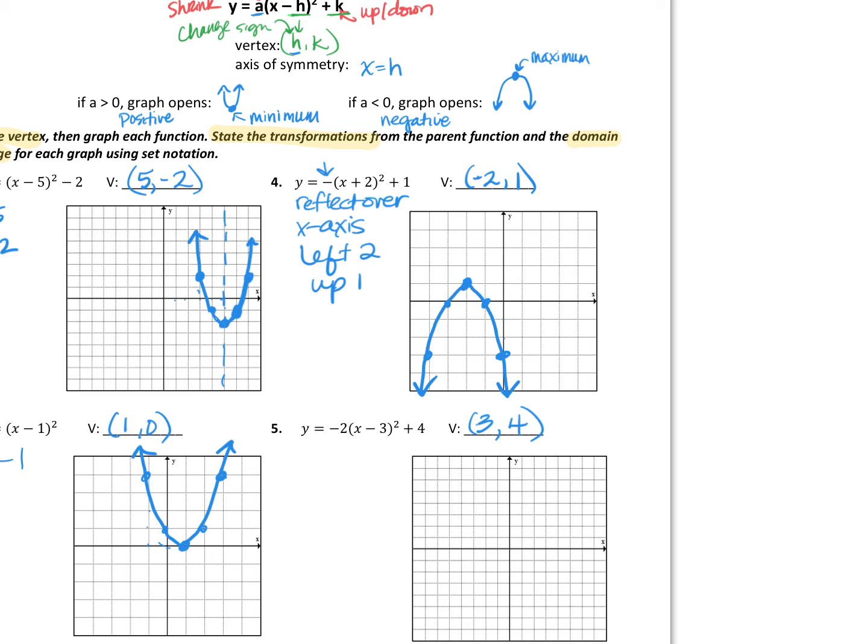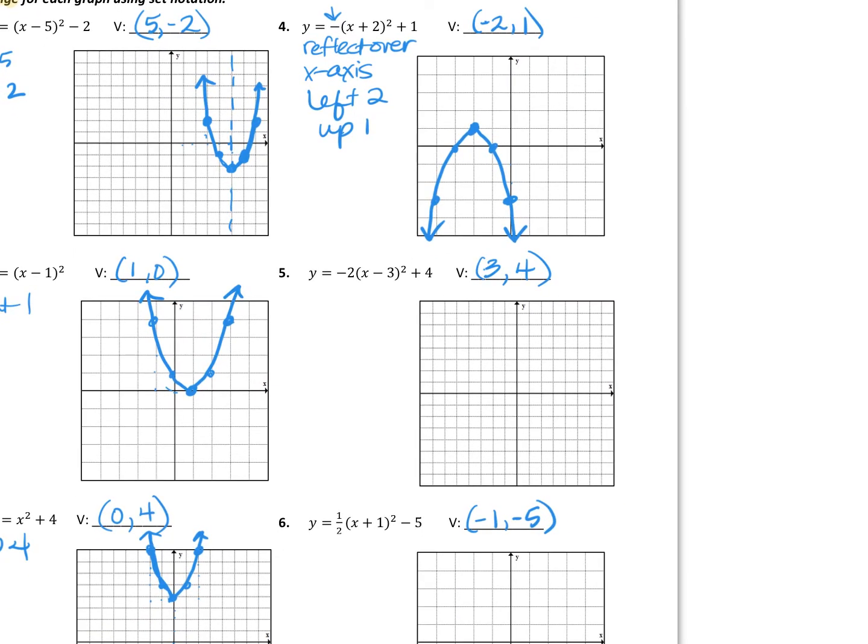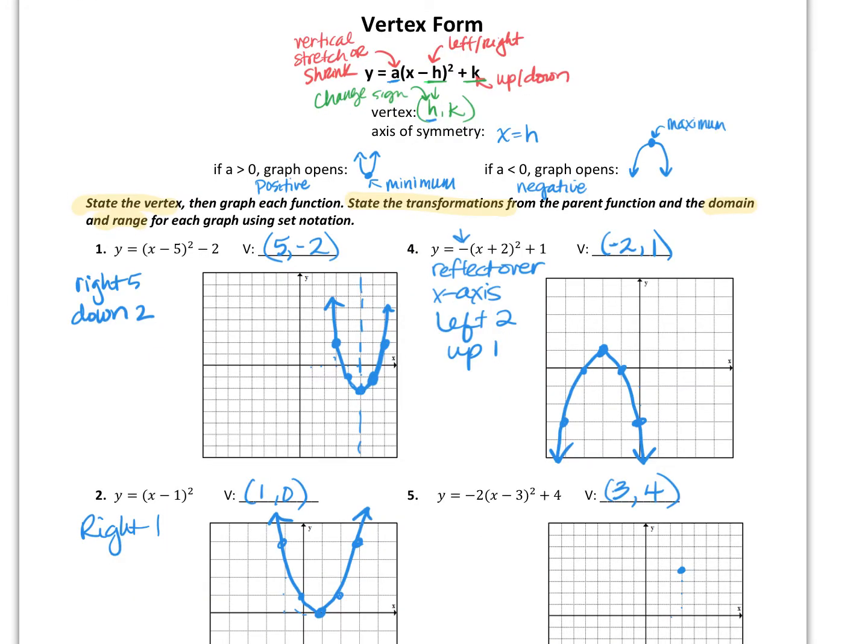Let's look at number 5. We know our vertex is at 3, 4. 1, 2, 3, 1. All right, so let's think about the transformations that are going on. We've moved right 3. We moved up 4. That 2, that A value right there, means it's a vertical stretch by 2.